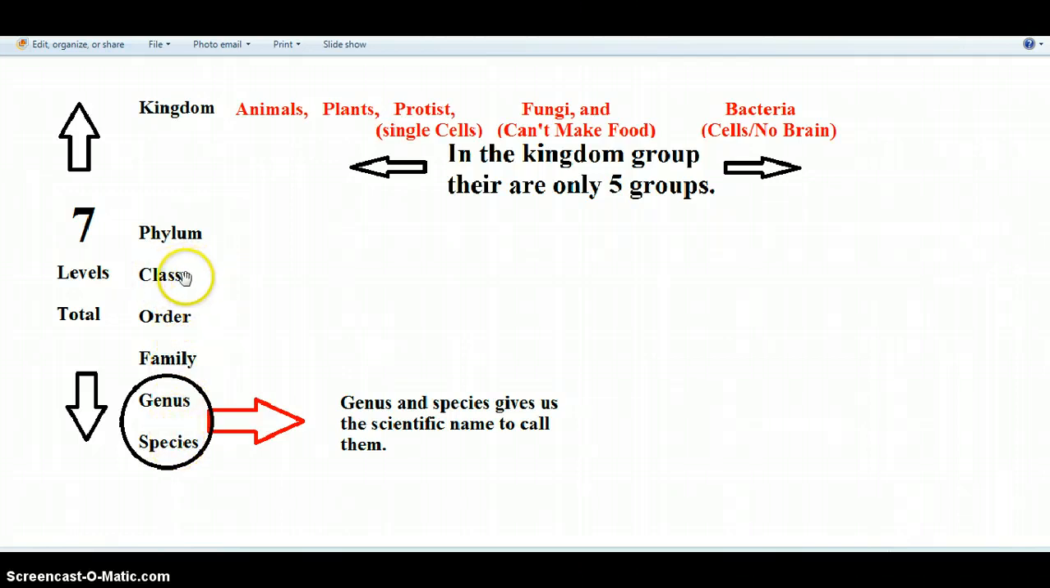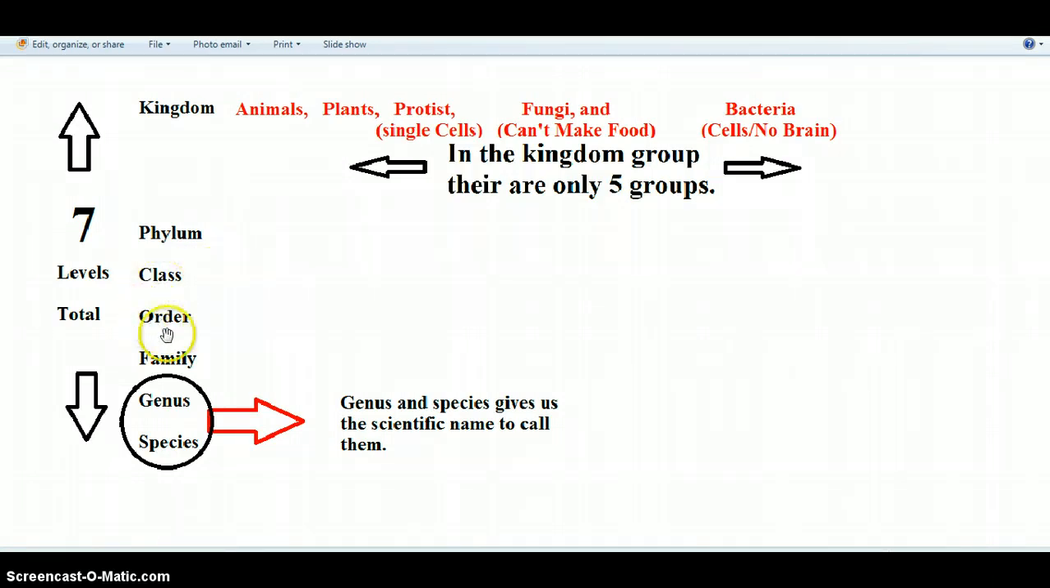Well, in the class category, are you a mammal? Do you have fur? Do you have scales like fish? Are you slimy? Are you warm-blooded? Which categories, like animals, like mammals, fish, birds, reptiles, and amphibians, which one of these do you fit into?